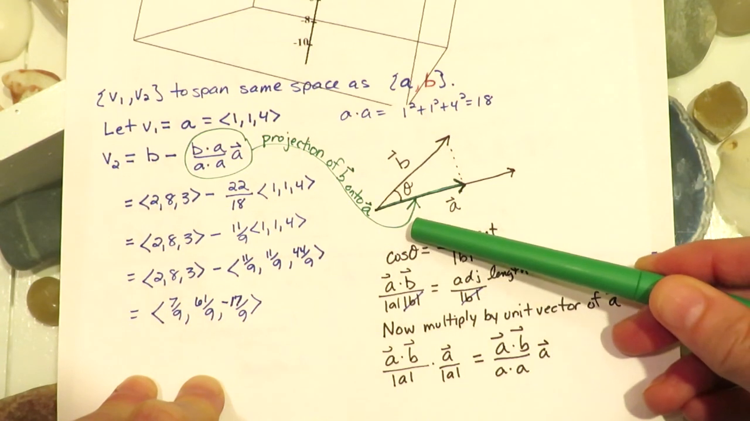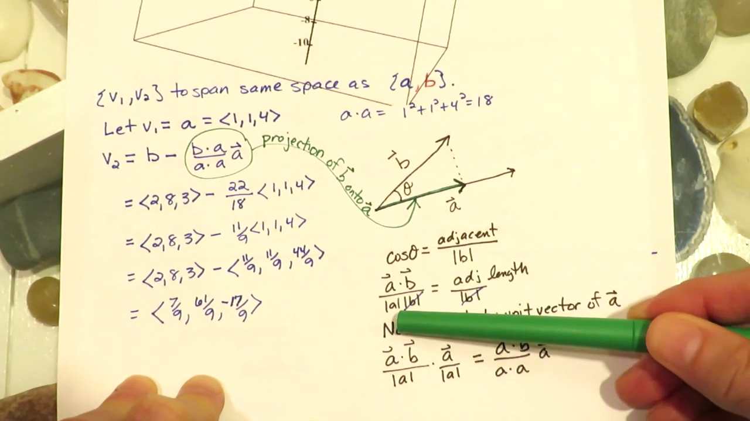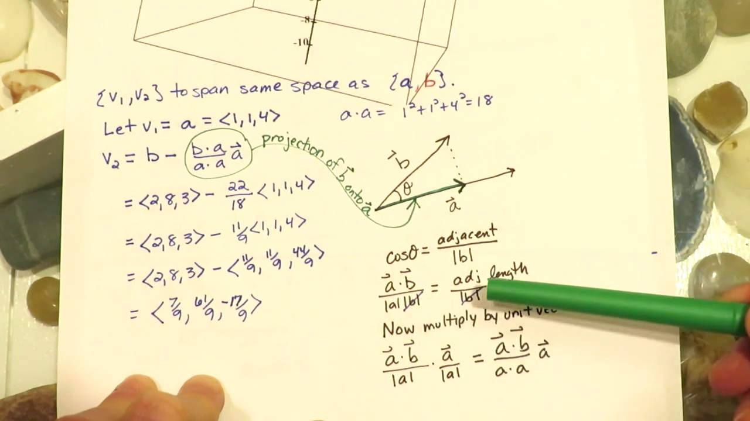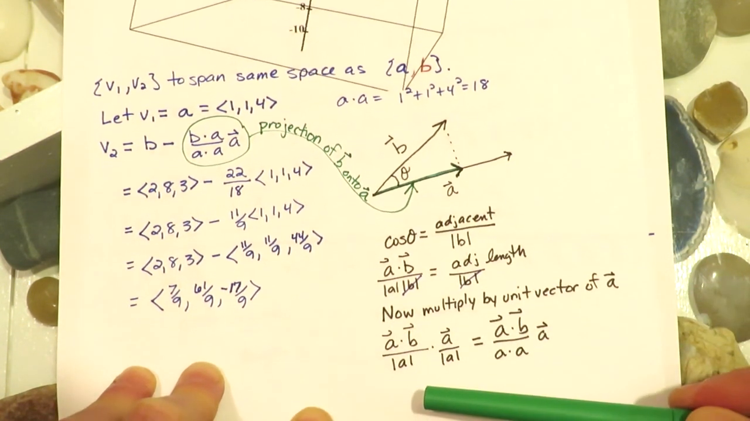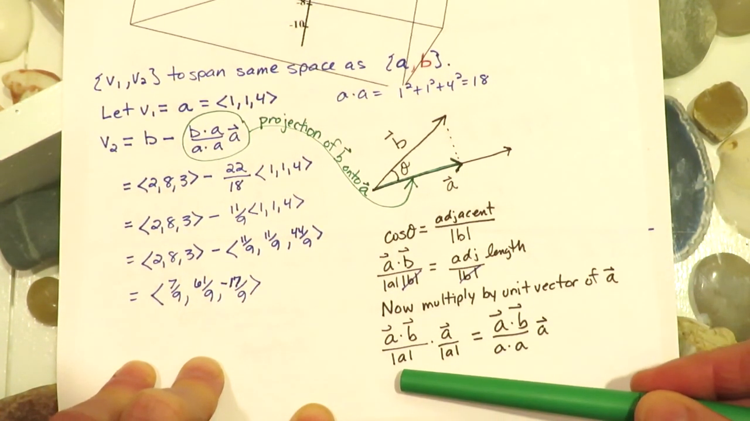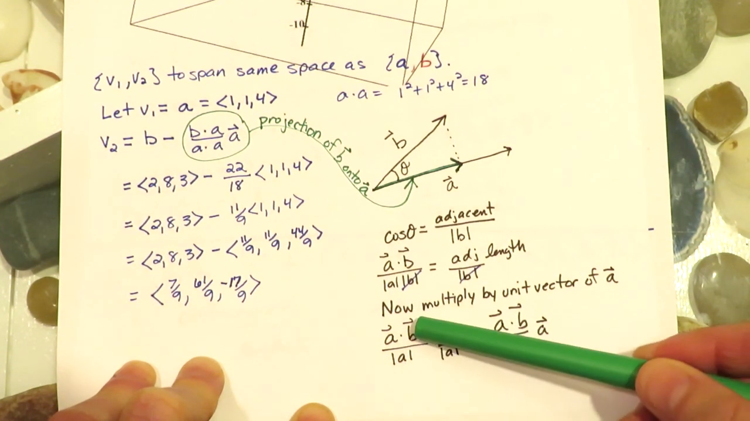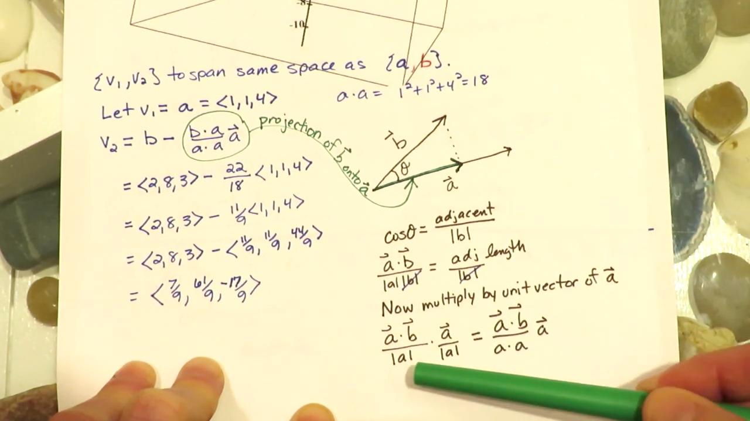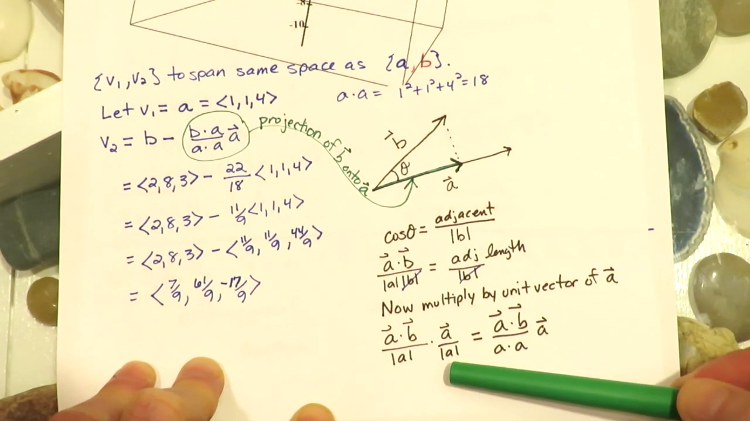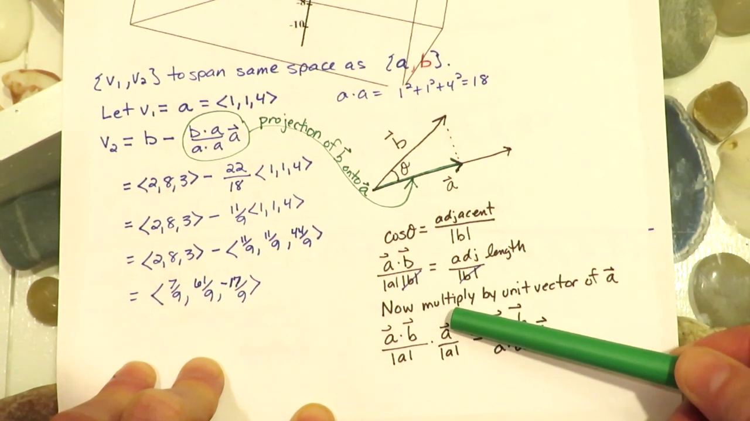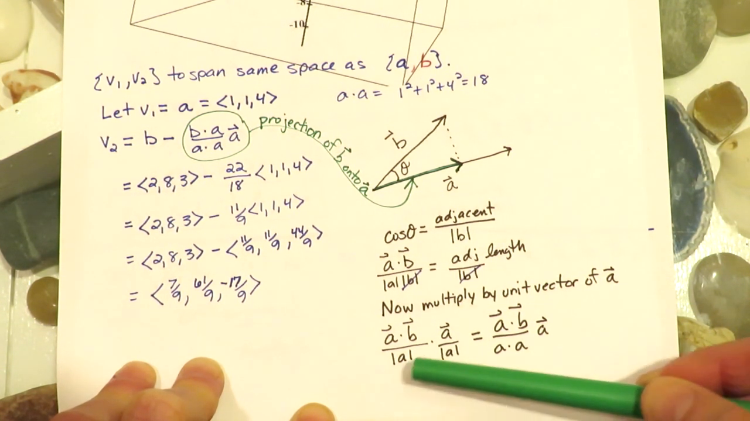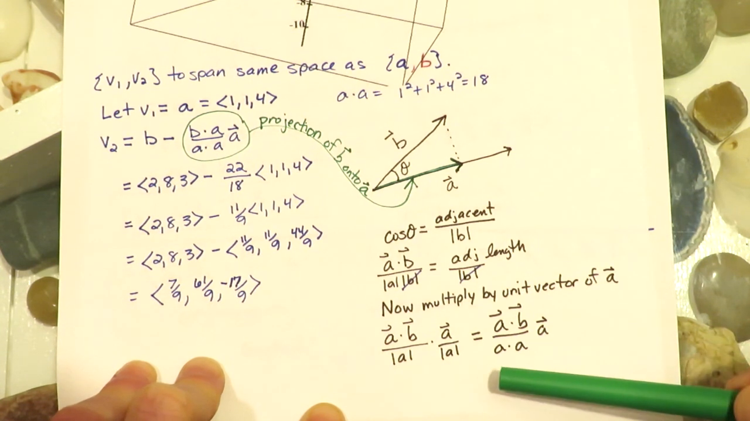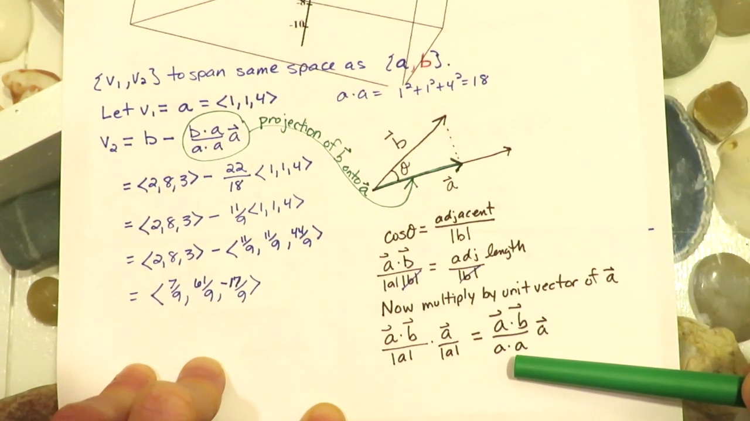So if I replace cosine of theta with that expression and set it equal to what we know cosine of theta does equal from right triangle trig, we get this cleaning up to be what we're using here. That we have the dot product of the vectors, and then we have length A, and when we multiply by the unit vector of A, that means we're multiplying by A divided by its length. And as I said earlier, the square of the length of any vector is the same as its dot product with itself.